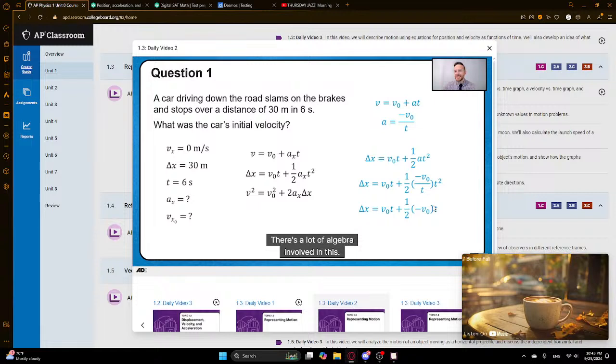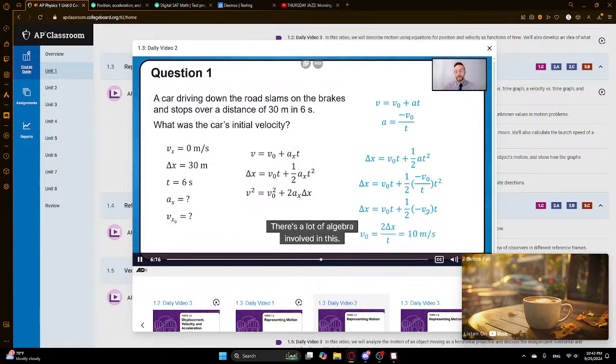So now we have v initial times time plus 1/2 times negative initial velocity times time over time squared. These two cancel out. That's still initial velocity, right? Yeah, initial velocity times time plus 1/2 minus times t. Oh my lord. A lot of algebra involved in this. The initial velocity is going to be 2 times the displacement divided by the time.